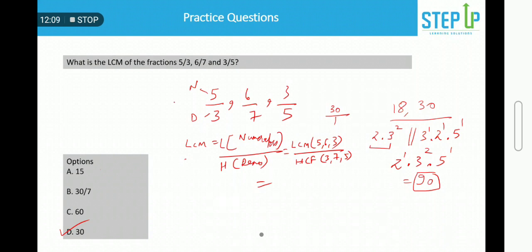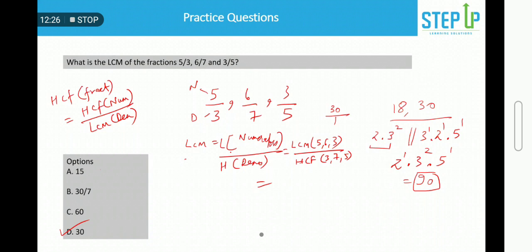If you were to calculate the HCF of a fractions, what would it be? It would be the HCF of numerators upon the LCM of denominators.